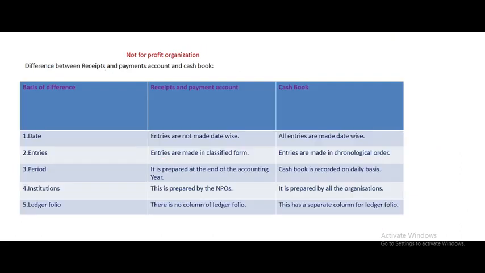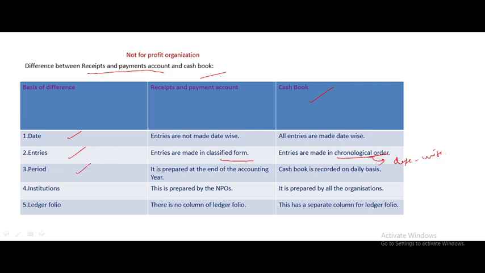Next, difference between receipts and payment account and cash book. Okay. First difference, on the basis of date: in receipts and payment account, entries are not made date wise. But in cash book, all entries are made date wise. Second difference, on the basis of entries: in receipts and payment account, entries are made in classified form, but in cash book, entries are made in chronological order. Chronological order means date wise.